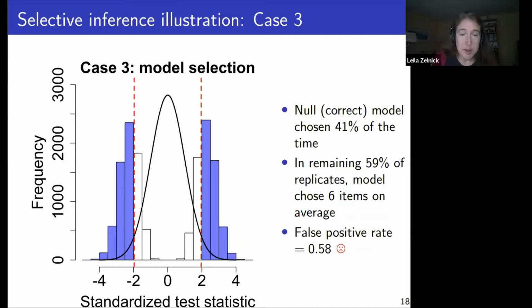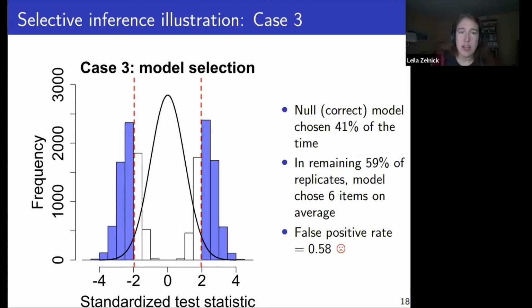So it's a little bit better than just selecting the top one, but unfortunately, it's still not good. The lasso chose the null model, or the correct model, 41% of the time in my simulations, but 59% of the time it chose at least one exposure as being significantly related to EGFR, which again, we know is not true. On average, those 59% of models chose 6 exposures. So the false positive rate here is in fact 58%.